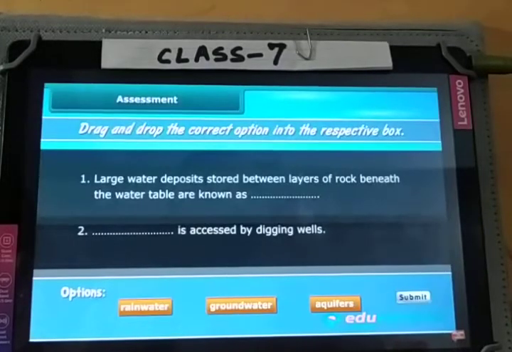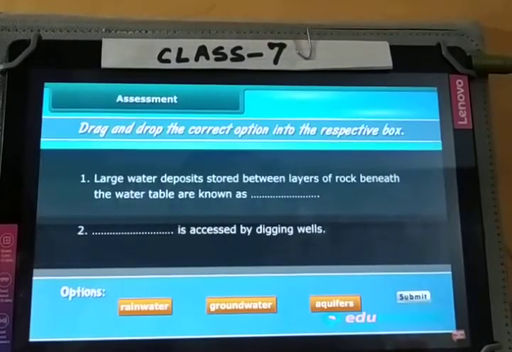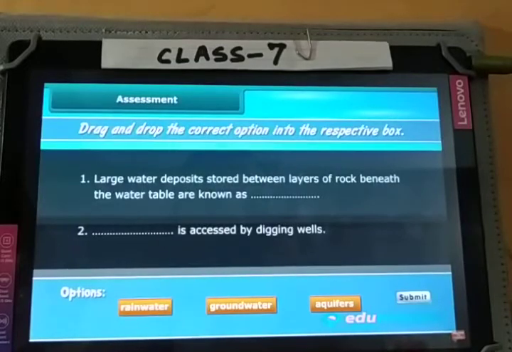It is time to check your understanding. Drag and drop the correct option into the respective box.